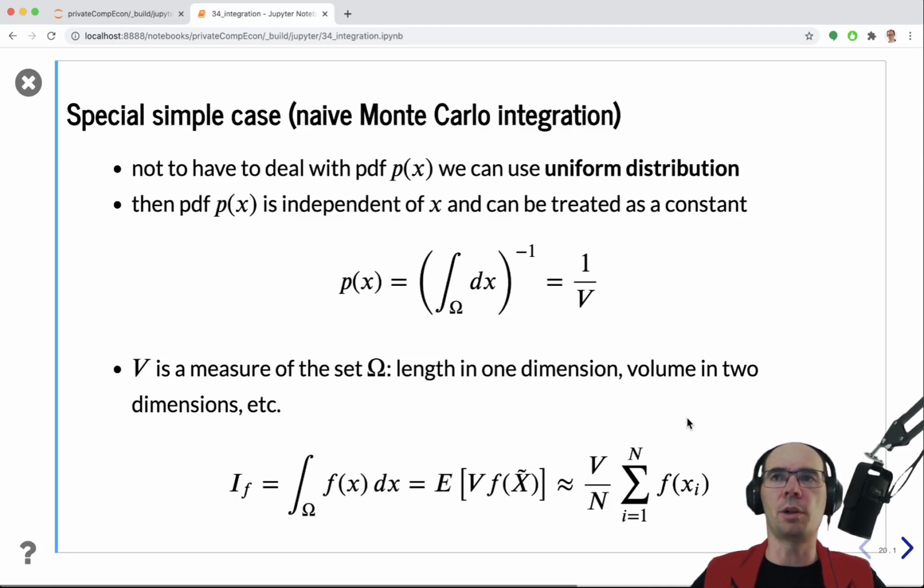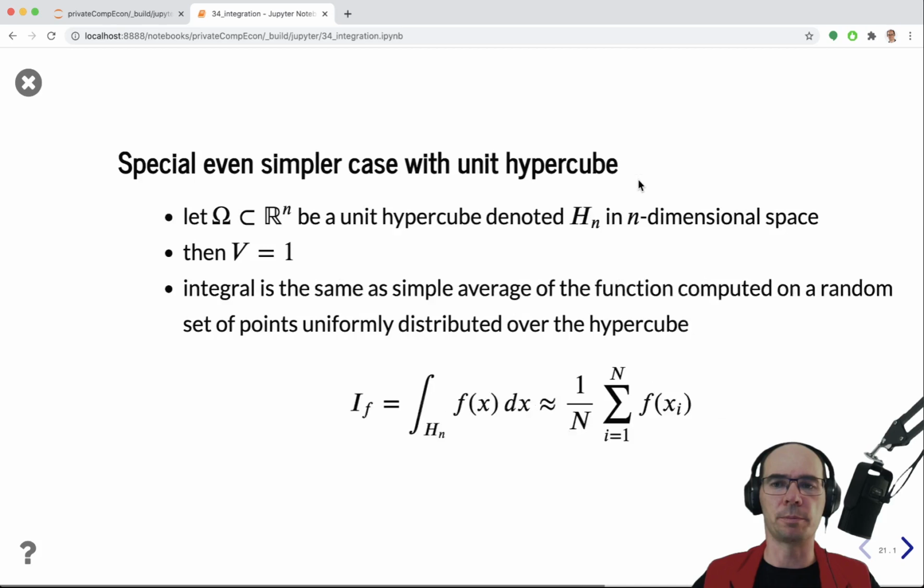Right. So why can we do this? Well, we are interested in the integral of a function over a particular set omega, but we have full control over what sort of random variable we are using to represent this integral as an expectation. So we want to represent the integral of this function using some random variable, and we have full control over which random variable we're using. And so in here, we're just using the uniform random variable.